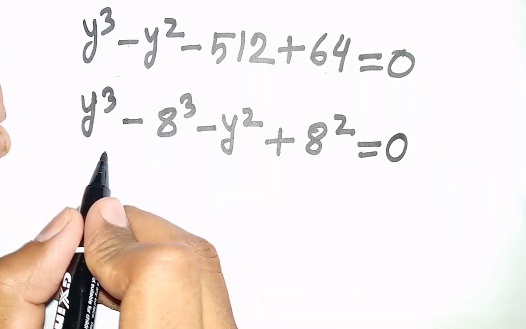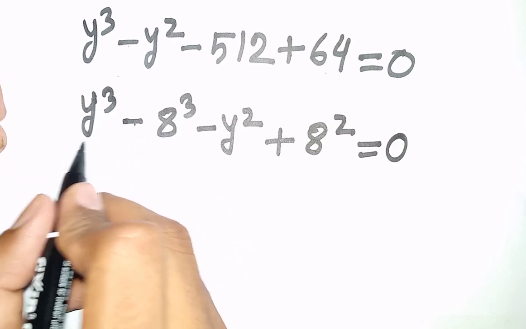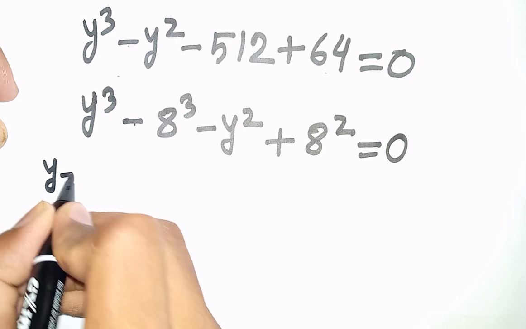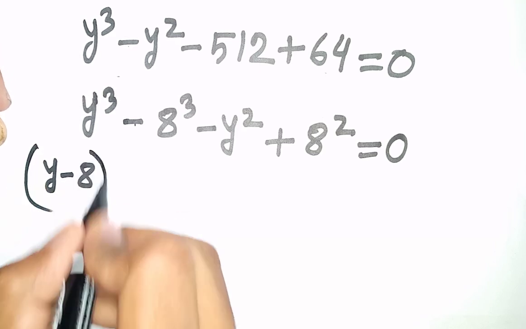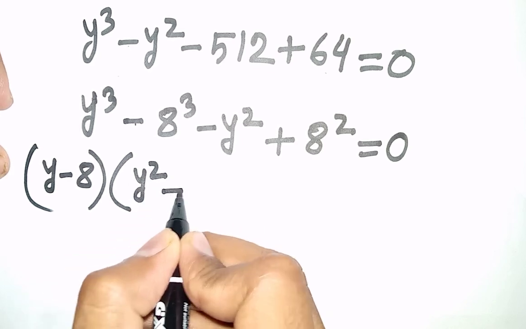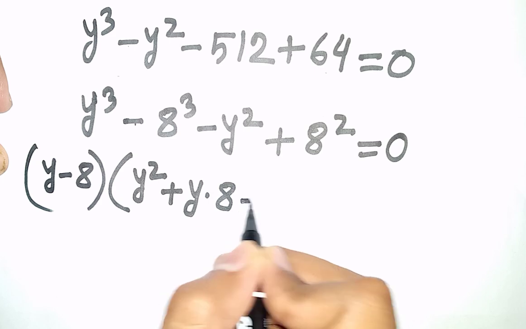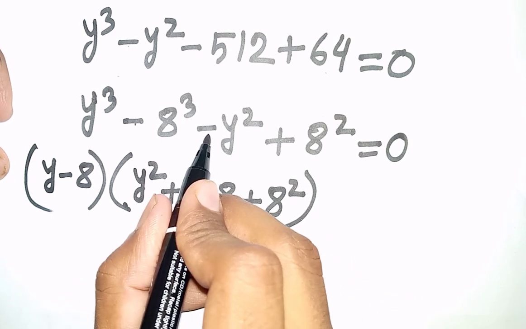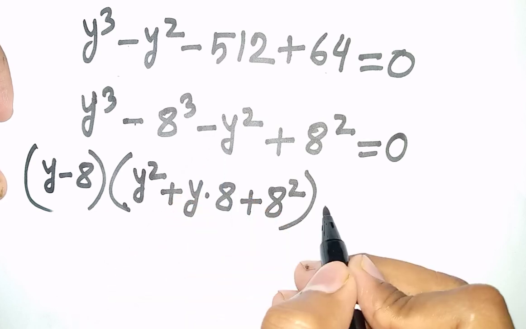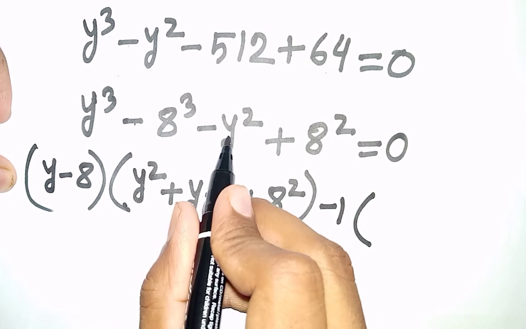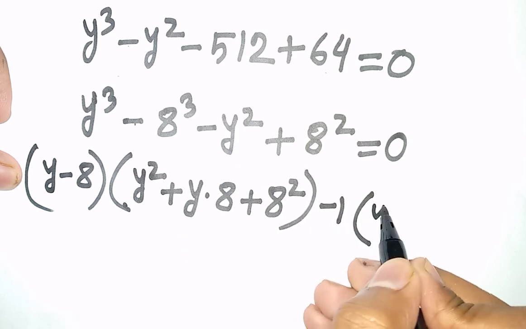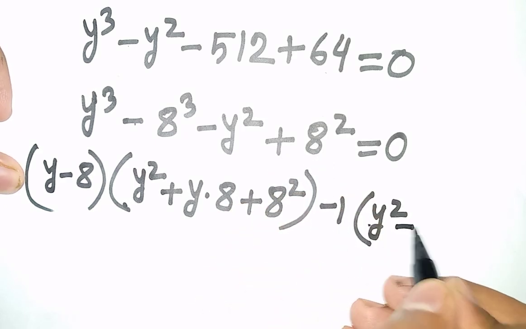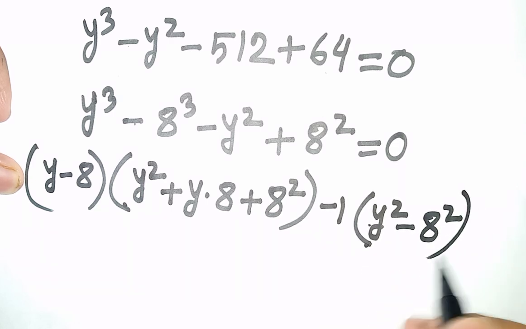Now here we can apply the formula of a cube minus b cube. Here a is y, b is 8. So according to the formula, we can write here y minus 8 times (y square plus y times 8 plus 8 square), bracket close. Then here we take common minus 1, so minus 1 is out of the bracket. This divided by this, that means y square, then plus 8 square divided by minus 1, that means it will be minus 8 square, then bracket close is equal to 0.